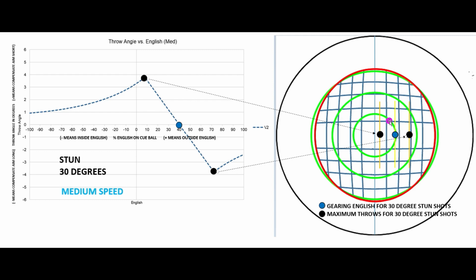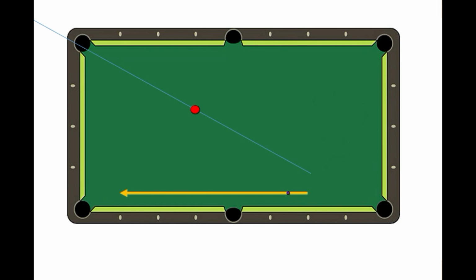Finding Garen English for a cut shot. For 30-degree cut shots with Garen English, we need 40% outside English. This spot is marked on the diagram. Extreme throws. The most significant throw happens with 10% outside English and 70% outside English. At 10% outside English, the object ball is thrown about 3.5 to 4 degrees forward of the aim line. For 70% outside English, it's thrown negative 3.5 to 4 degrees from the aim line. There is a simplified way to calculate degrees of throw.